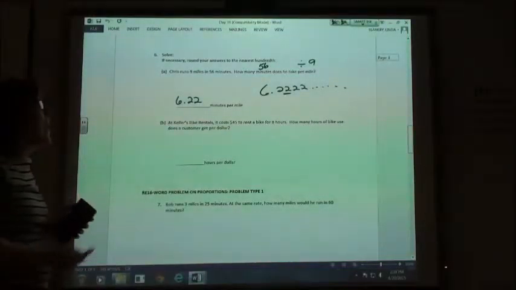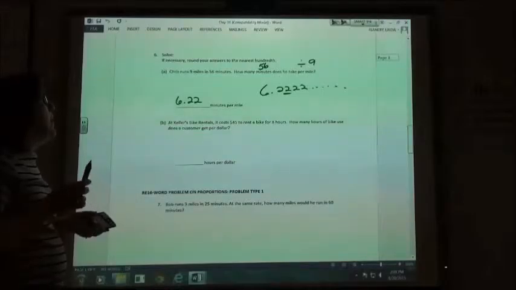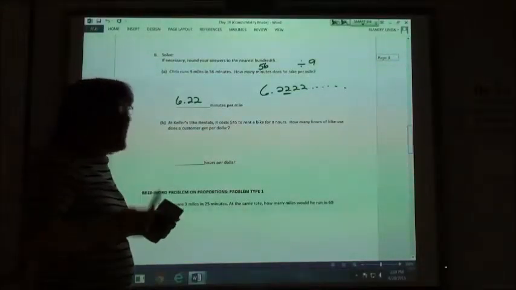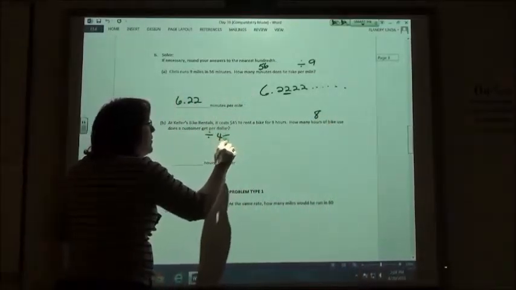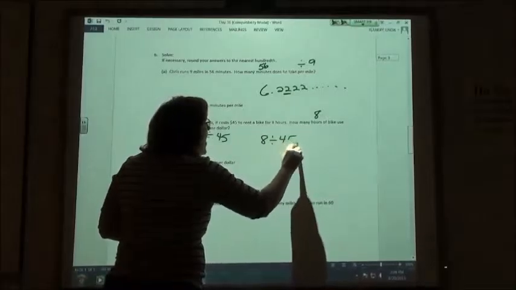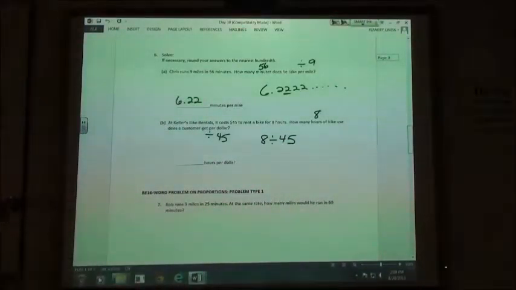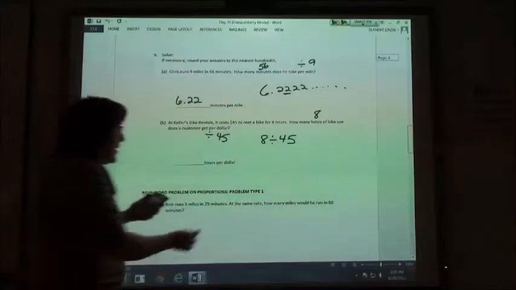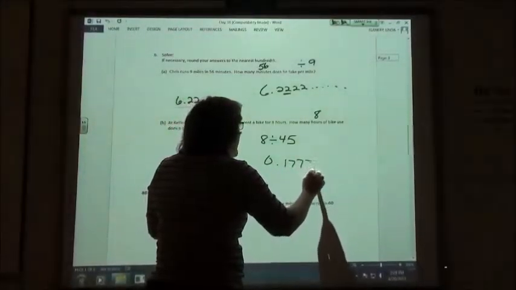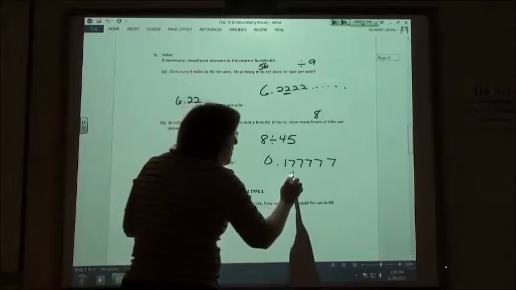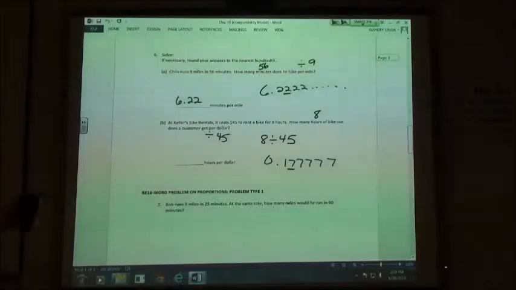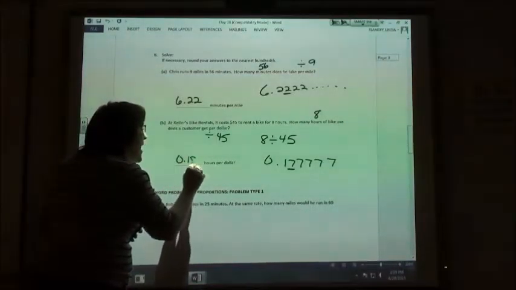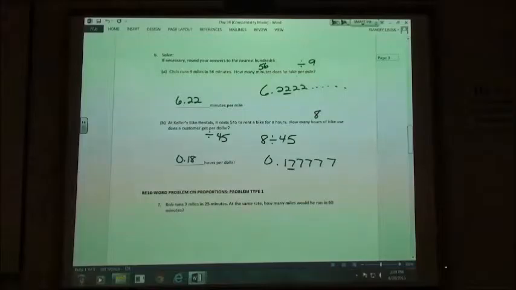At Keller's Bike Rental, it costs $45 to rent a bike for 8 hours. How many hours of bike use does a customer get per dollar? How many hours first? Per dollar. So 8 divided by 45. 8 divided by 45, I get 0.17777 and a whole bunch of 7s. Again, I'm rounding to the nearest hundredth. Since there's a 7 behind that 7, I got to round it up. So 0.18 hours per dollar.